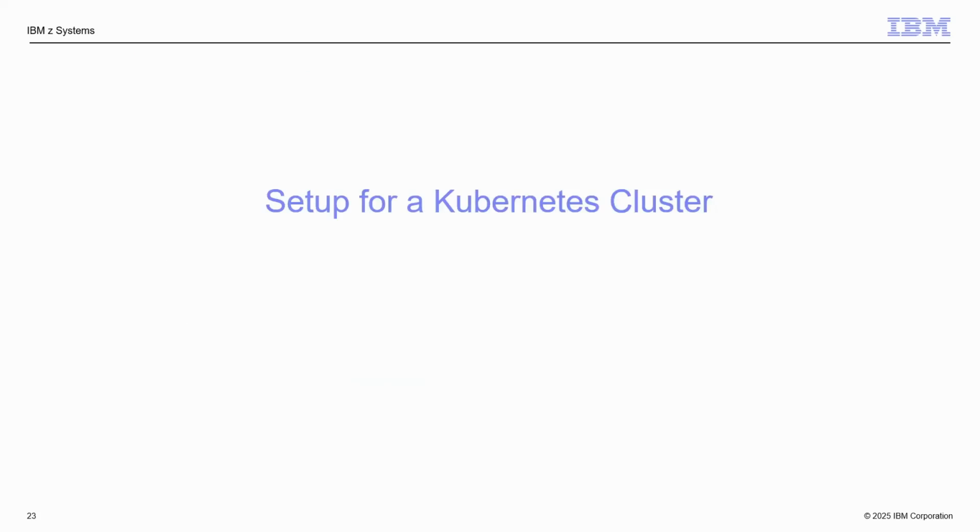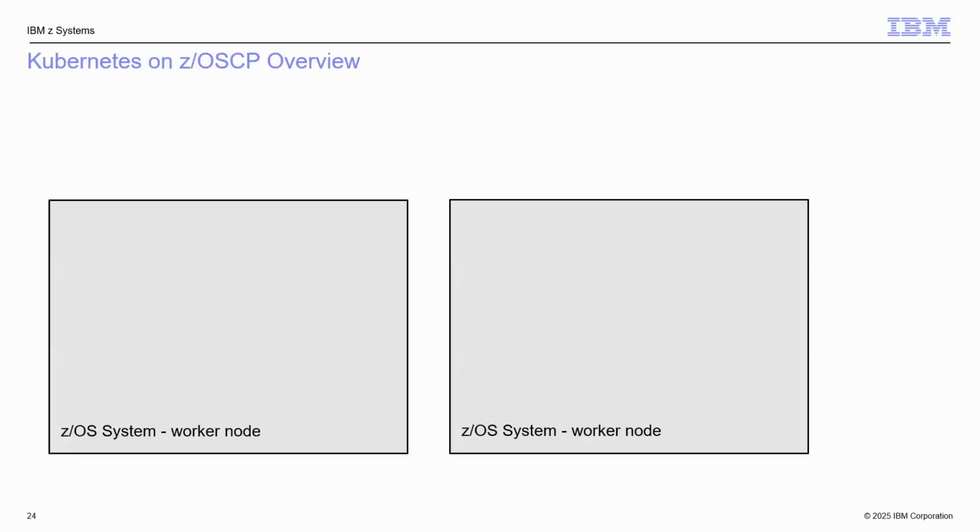Thanks, Paul. So yeah, I'll walk through what is needed to do the Kubernetes cluster portion and how to set up a cluster environment. So to start, I want to give a diagram of what a cluster looks like on z/OS CP, since there are some differences from Linux that Paul mentioned briefly already. So here we have two z/OS systems, and each z/OS system is a worker node. Just like on Linux, you can only have one worker node per system.